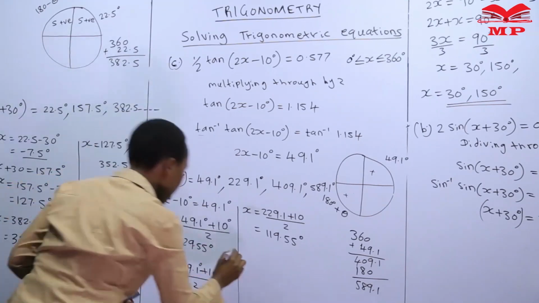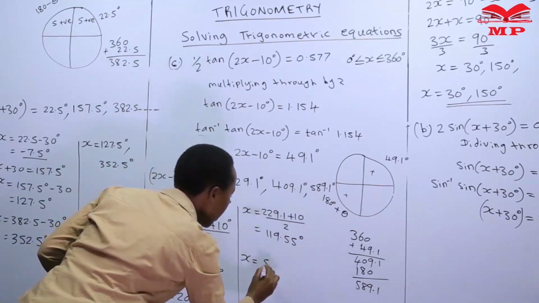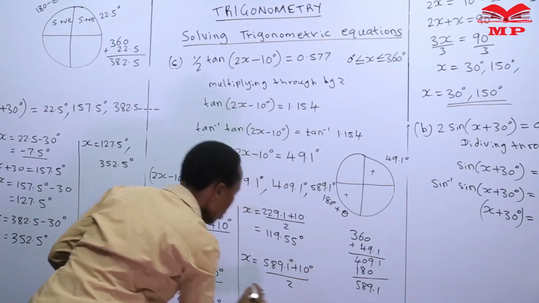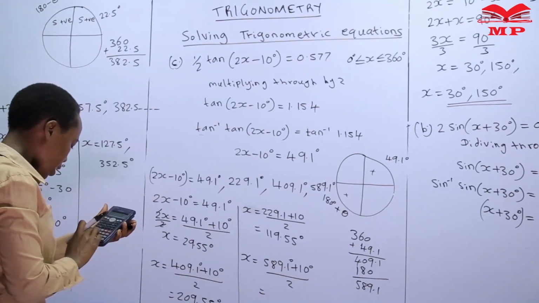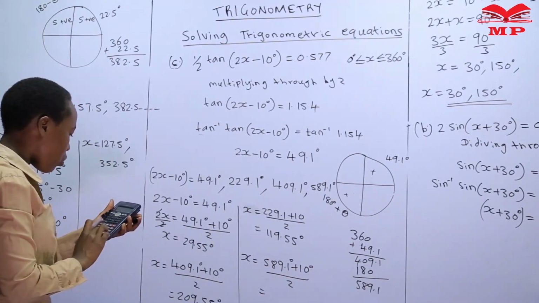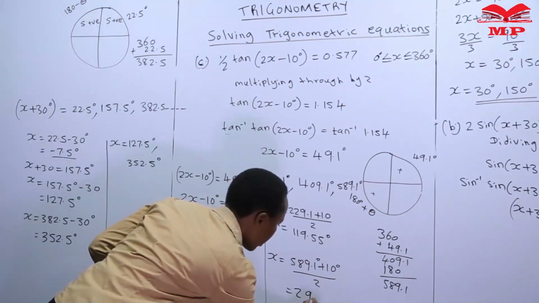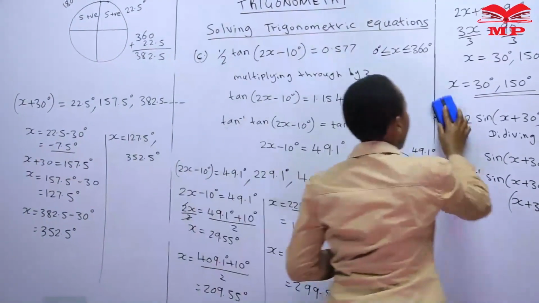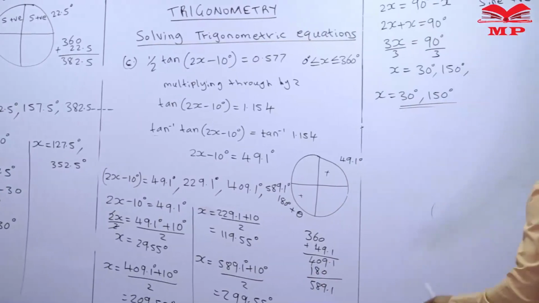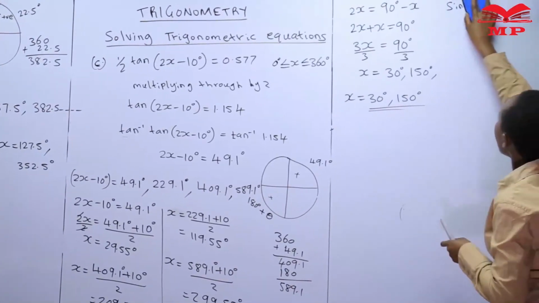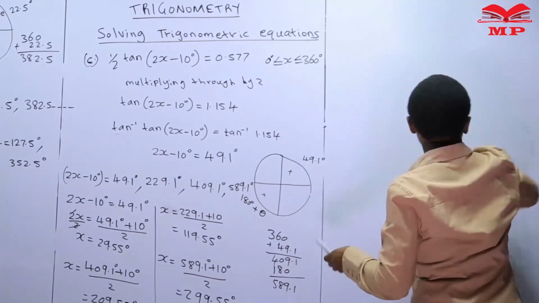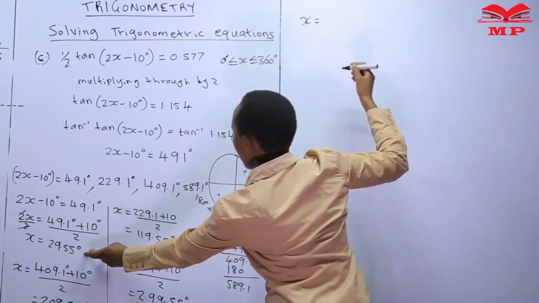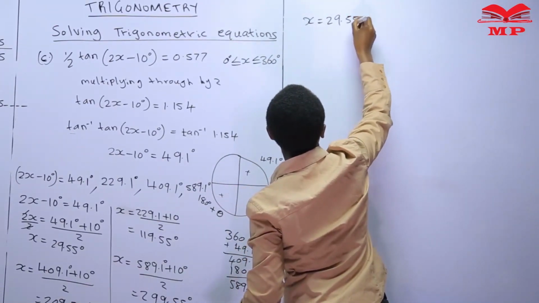Then the last one, we have 589.1 plus 10 degrees divided by 2. So we get 599.1 divided by 2, which will be 299.55 degrees. If we continue again, we'll have a value greater than 360, and that is our limit. And therefore our values of x will be, our first x is 29.55 degrees.